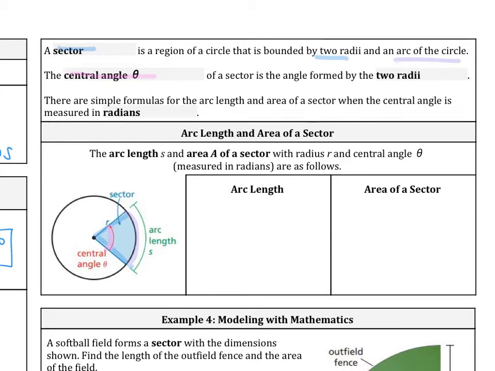There are simple formulas for the arc length and area of a sector when the central angle is measured in radians. Okay, so we're going to be taking a look at radians. The arc length S and area of a sector with radius r and central angle theta measured in radians are as follows. So you have to know these formulas. S equals r times theta, that's the length of the arc here. Then the area of a sector, that is area, equals 1/2 r squared times theta.